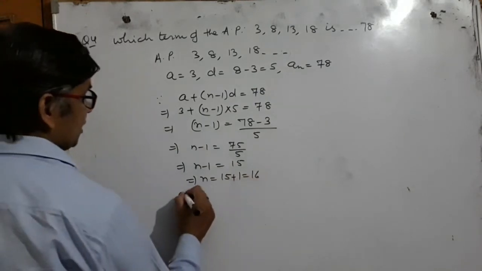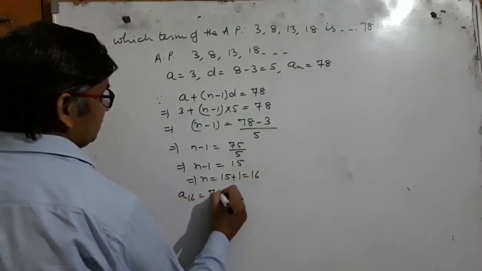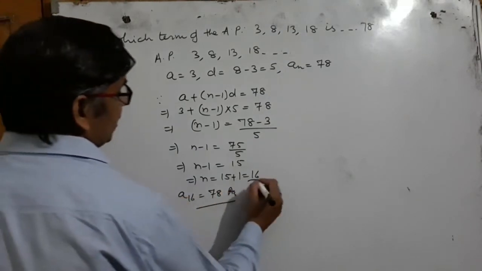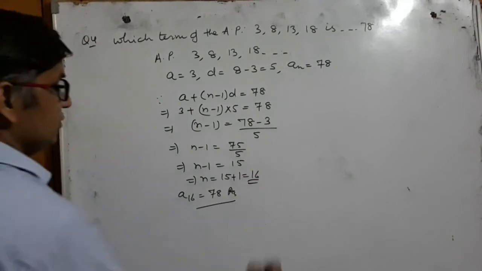So a16 equals 78. This is the answer. n equals 16. Okay.